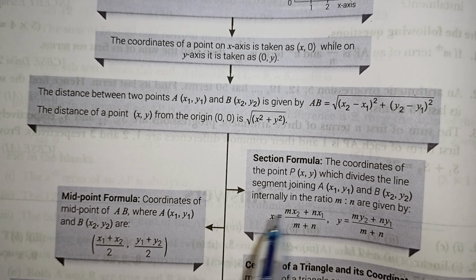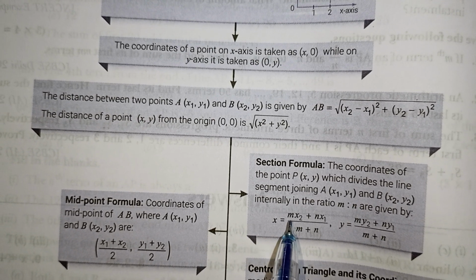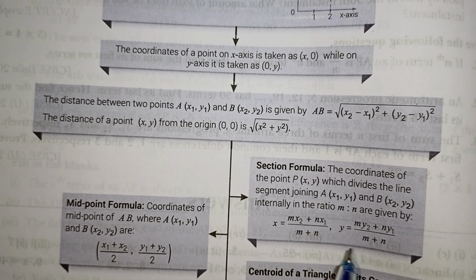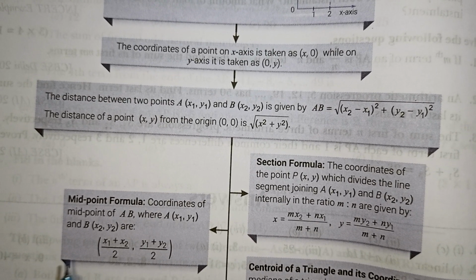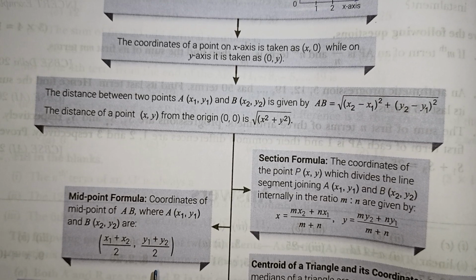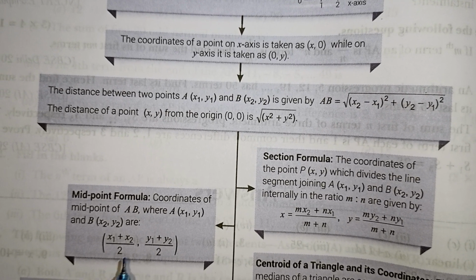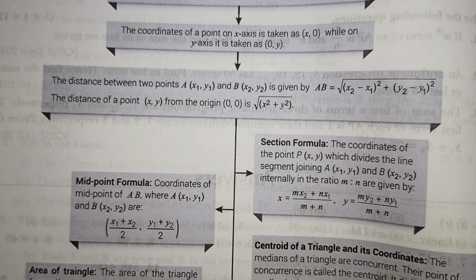Midpoint means very simple. From the same formula, if the ratio is 1 is to 1, you can derive the midpoint formula. For example, m and n will be replaced by 1, so in the denominator we will get 2. So (x1 plus x2) by 2, comma (y1 plus y2) by 2 will be the midpoint for any line segment whenever the first and last points are given to you. Look at the next one.